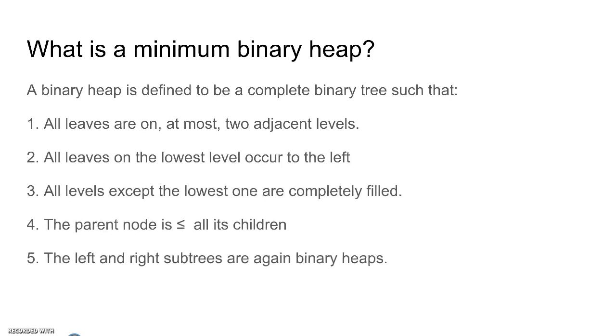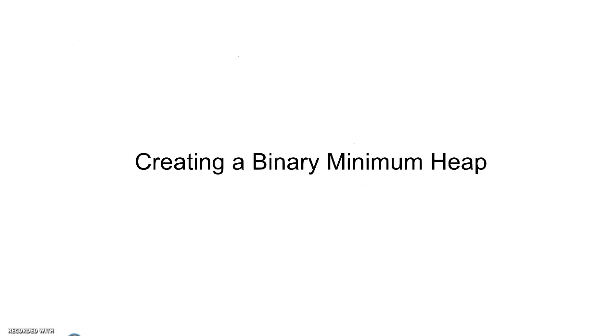In this video, we're looking at minimum binary heaps. So what is a minimum binary heap? A binary heap is defined to be a complete binary tree such that all leaves are on at most two adjacent levels. All leaves on the lowest level occur to the left. All levels except for the lowest one are completely filled. The parent node is less than or equal to all its children, and the left and right subtrees are again binary heaps. How do we create a binary minimum heap?